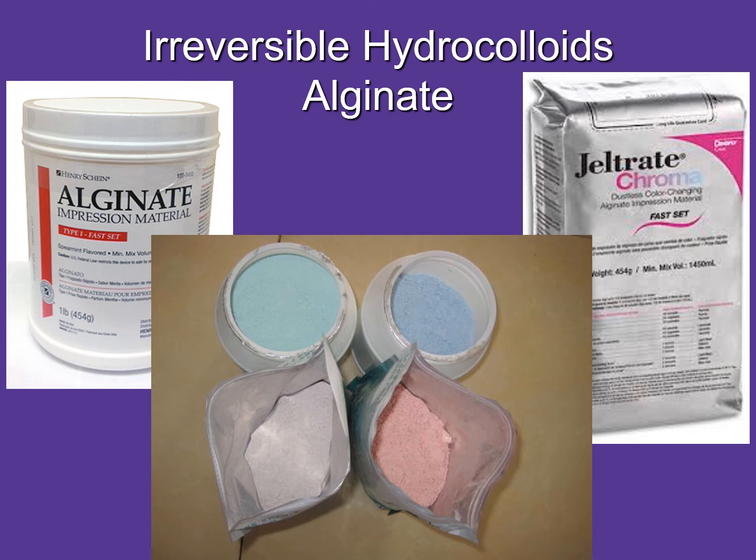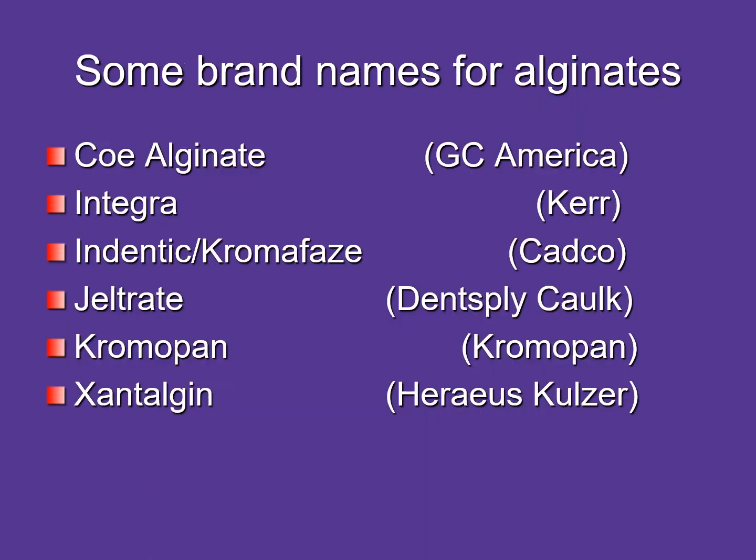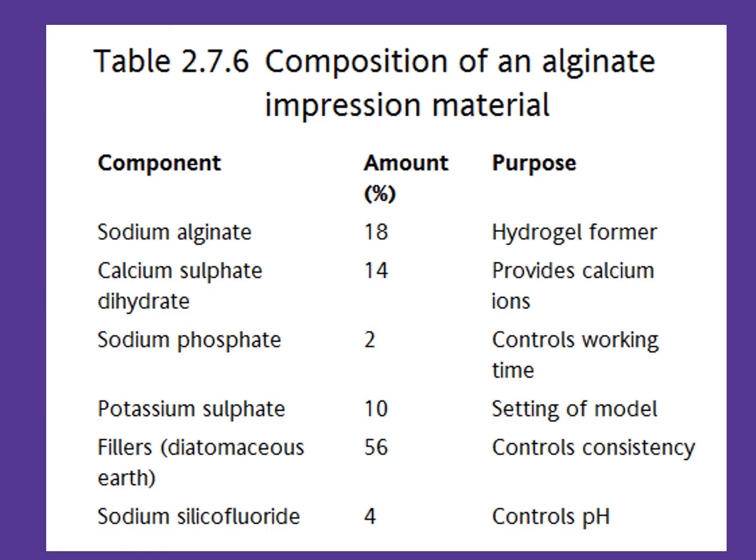Alginate is an irreversible hydrocolloid which can't get back to its original state. These are some brand names for alginate. This table shows the composition of an alginate impression material. We have sodium alginate, 18%. It is used as a gel former.